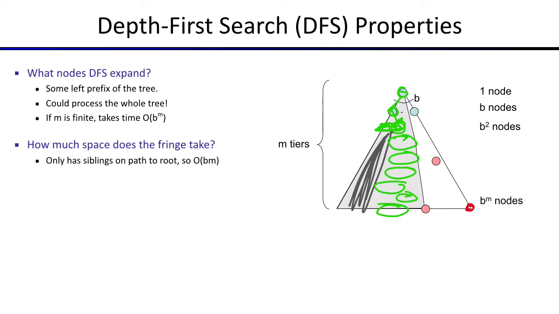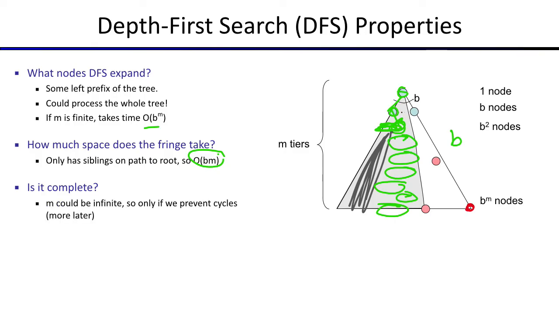Each of those having B elements in it, B nodes. And so the total number of nodes on the fringe, in the worst case, is O of B times M, the space complexity. Not bad. Compared to this exponential runtime, it's only, well, polynomial, much smaller, B times M. Is it complete? We already addressed this question. If there are cycles, then it could get stuck in them and not find a solution. Is it optimal? No.